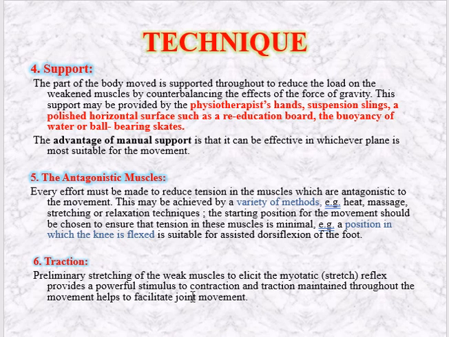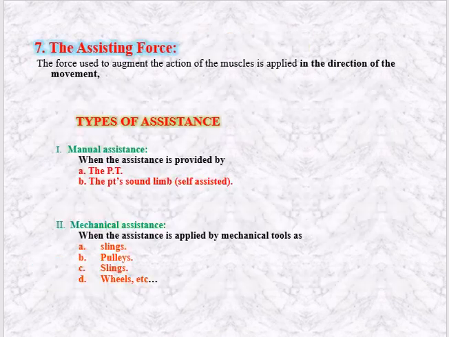Traction. Preliminary stretching of the weak muscle to elicit the myotatic or stretch reflex provides a powerful stimulus to contraction, and traction maintained throughout the movement helps to facilitate joint movement. Assisting force. The force used to augment the action of the muscle is applied in the direction of the movement. Types of assistance are manual assistance and mechanical assistance.